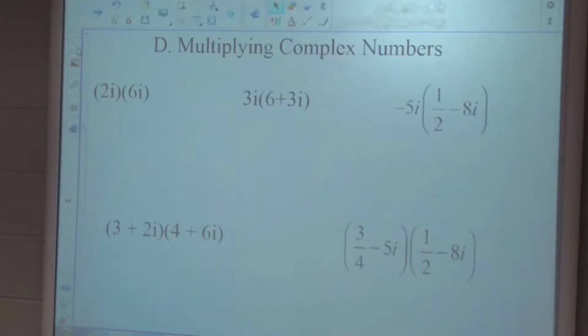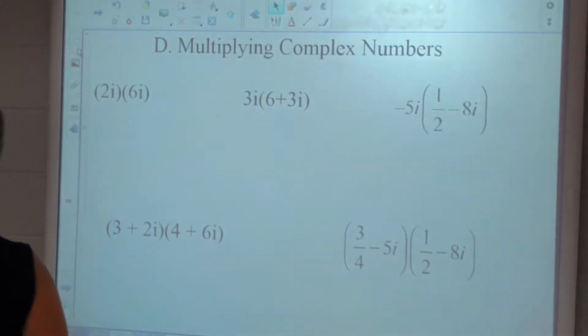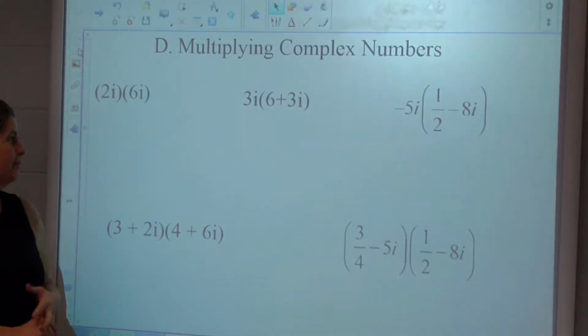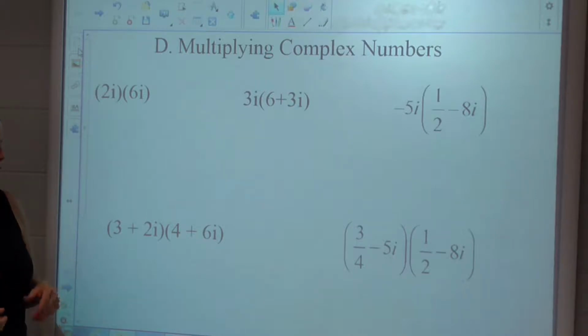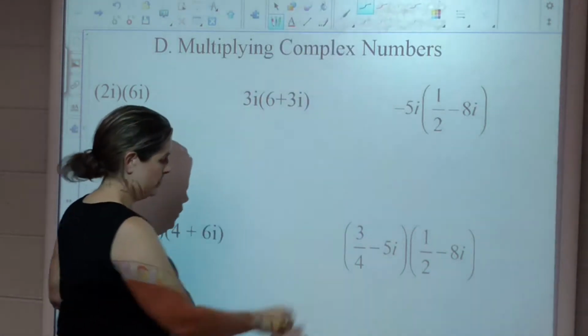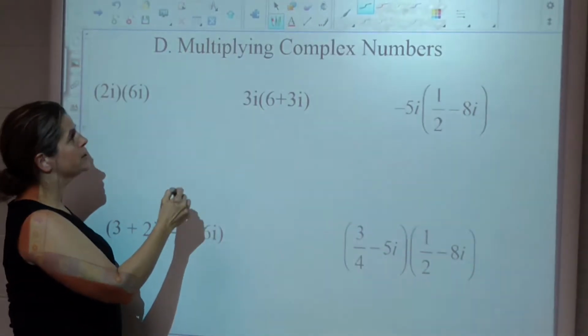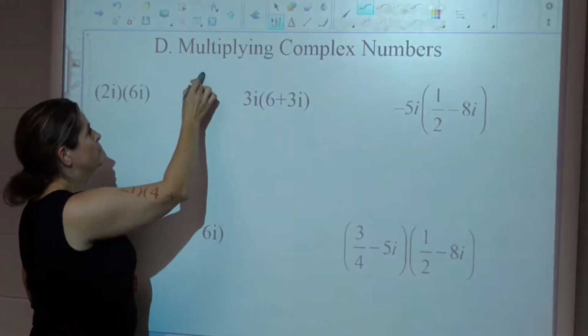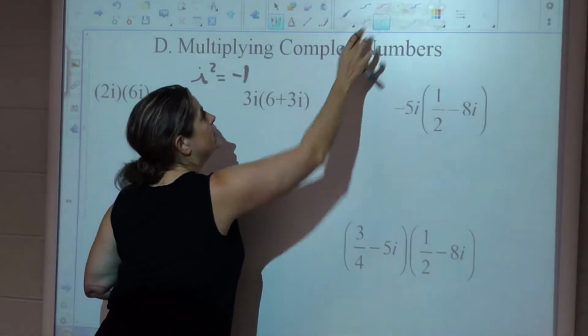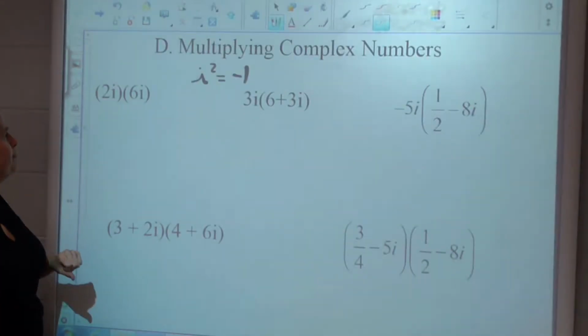Going to continue with our operations on complex numbers. Today we're going to work on multiplying and dividing. To multiply, you're just multiplying as if it were a variable. But the thing you want to keep in mind is we do know that i squared is equal to -1. So we may wind up substituting some.